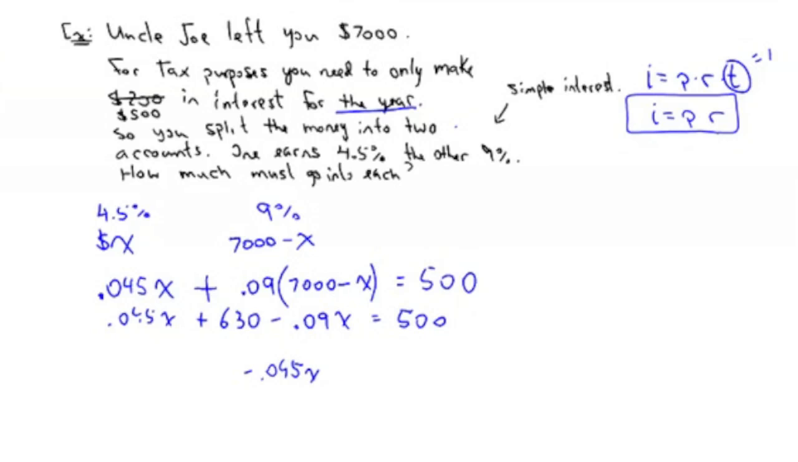Negative 0.045x plus 630 is equal to 500. Don't let that negative throw you. It's perfectly fine, because when you move the 630 over, that's going to produce another negative number, and then a negative is going to make a positive. So this is negative 0.045x is equal to negative 130.